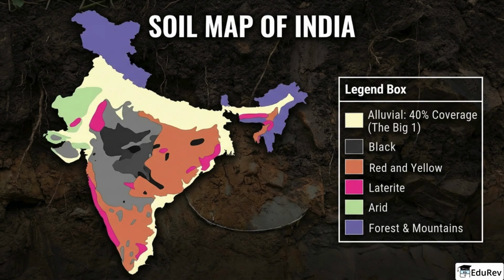Broadly, alluvial dominates the northern plains. Black soil dominates the Deccan lava region. Red and yellow soils spread across large parts of the eastern and southern peninsula. Laterite appears in high rainfall belts. Arid soils dominate the desert west, and forest and mountain soils occupy the Himalayas and other uplands. This map is not for admiration. It is for elimination in prelims.